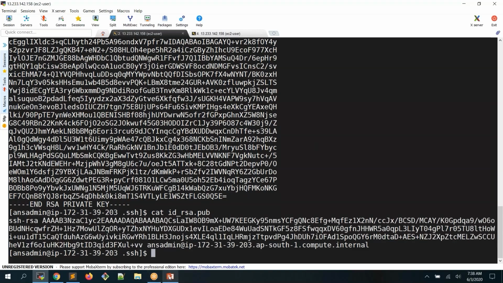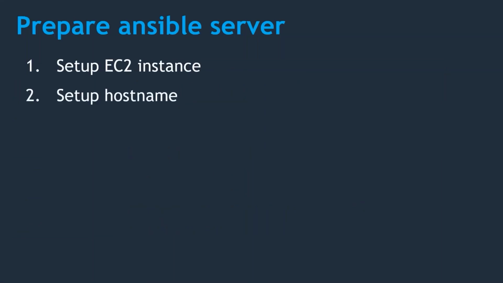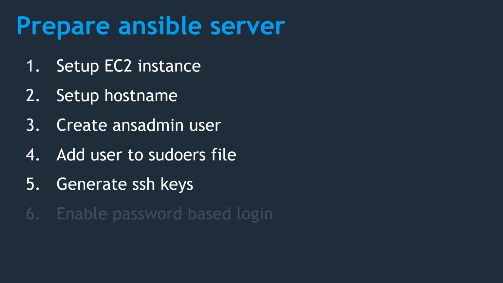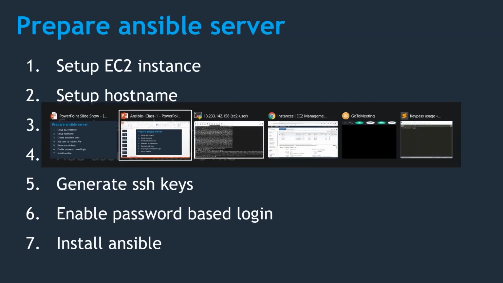Again, I'm going through one more time just to check we didn't miss any steps. First thing is we have set up an EC2 instance, then set up hostname, then create ANS admin user, add user to sudoers file. Next, generate SSH keys. Next, enable password login. At last, we need to install Ansible. Okay, so far we just set up our environment. Now let's try to install Ansible.